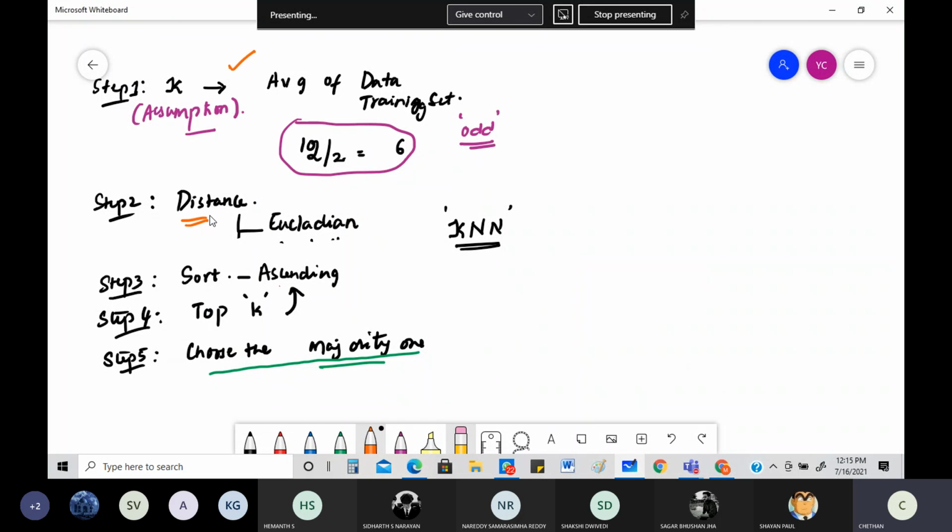Next, I need to figure out my distance. For this, the only thing needed is the Euclidean distance. Why Euclidean distance? Because it's the simplest form of distance, the simplest form of difference. And what is the formula for this? The formula is the square root of the summation of (x minus y) the whole square. They are taking the whole square, which basically means it will not have any negative value.